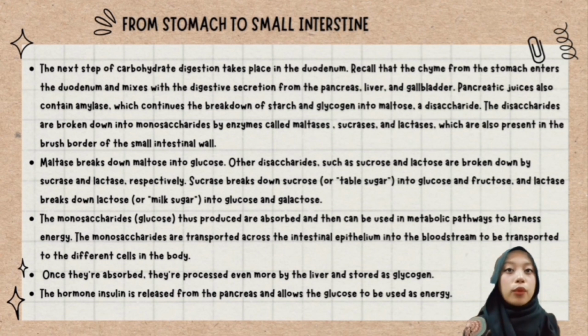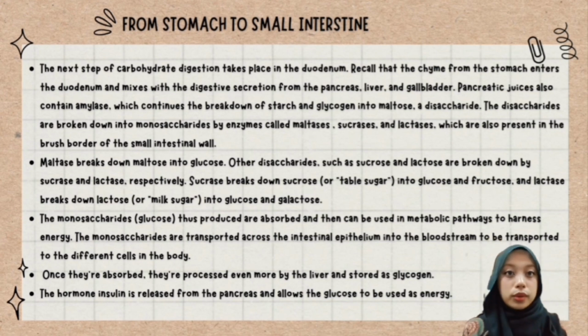As we know, the next step of carbohydrate digestion takes place in the duodenum. Recall that they climb from the stomach into the duodenum and mix with digestive secretion from the pancreas, liver and gallbladder. Pancreatic juice also contains amylase, which continues the breakdown of starch and glycogen into maltose, which is a disaccharide. The disaccharides are broken down into monosaccharides by enzymes called maltase, sucrase, and lactase, which are also present in the brush border of the small intestine wall.